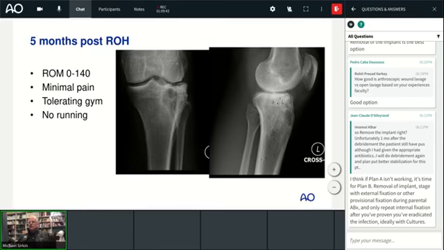5 months after his second washout, his joint doesn't look good, but his range of motion is 0 to 140. He has minimal pain. He's exercising in the gym, and the only thing he hasn't gotten back to is running.